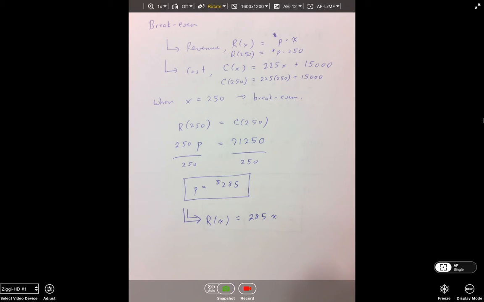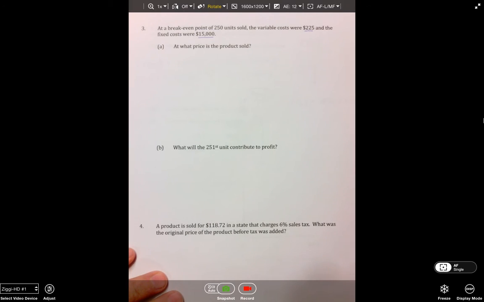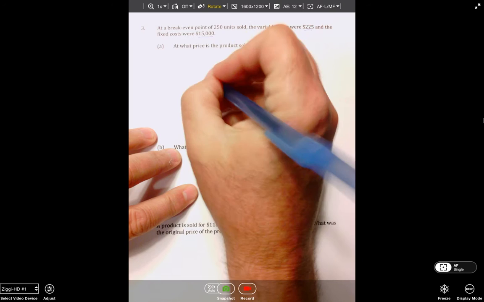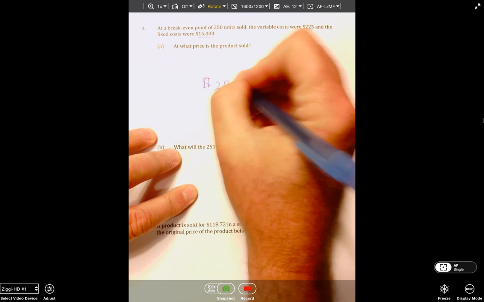All right. Now, drum roll please. When we go back to this problem right here, at what price is the product sold? $285.